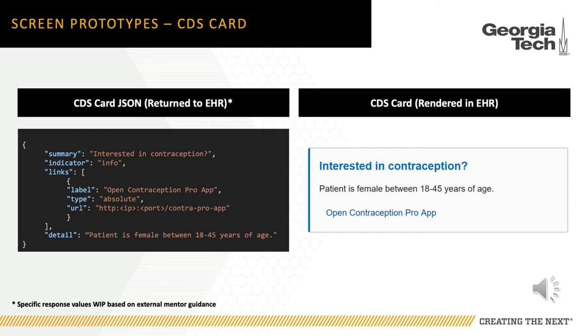On the left, we have an example of the CDS card in JSON format, and on the right is what the healthcare provider would see when starting our app. The card will appear if the patient is female and between the ages of 18 and 45. This data is automatically collected. It will then ask the healthcare provider if the patient is interested in contraception. Clicking on the CDS card will launch our SMART on FHIR portion of our app.